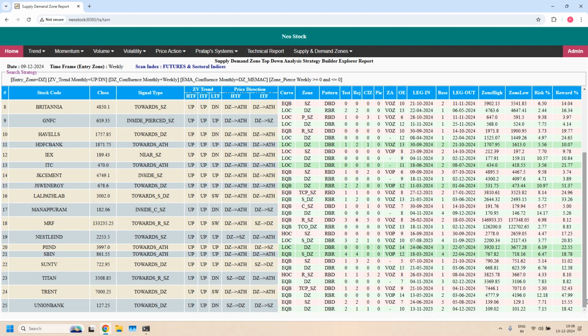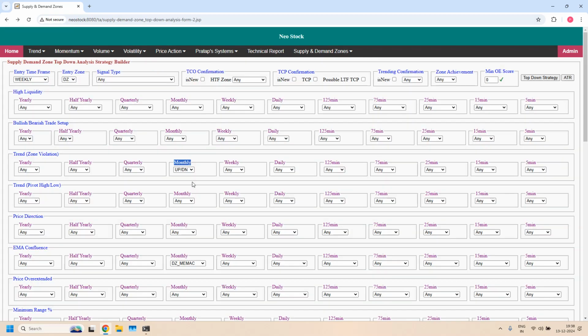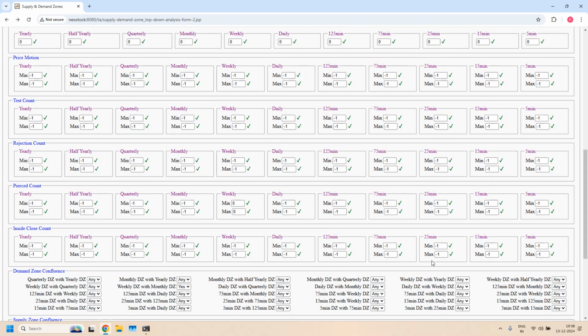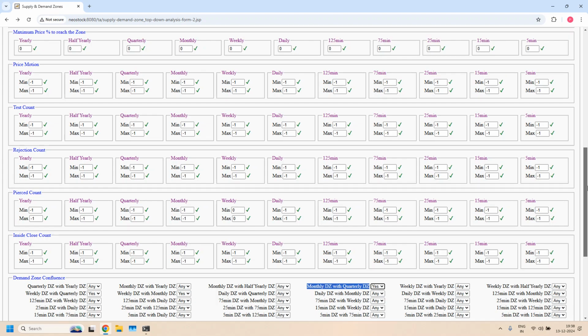Next, let us look for LTF and ITF and HTF confluence. That is a weekly, monthly and quarterly demand zone confluence. So I am removing this EMA filter. So in the demand zone confluence, 3 filters we should enable. First filter is already weekly demand zone with monthly. Next, weekly demand zone with quarterly demand zone confluence, and quarterly demand and monthly demand zone with quarterly demand zone confluence.